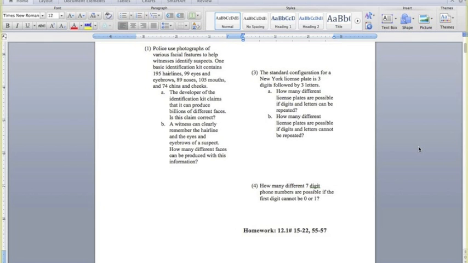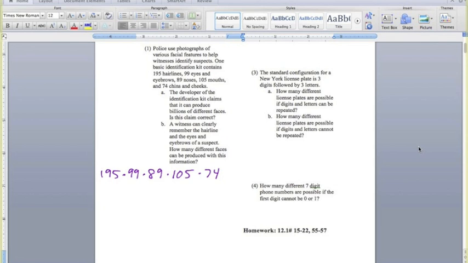So to find out how many different faces we can make, our fundamental counting principle says each of those things is an event. Picking a hairline is an event. Picking eyes is an event. And we can multiply the number of ways that each of those events can happen. So I can do 195 times 99 times 89 times 105 times 74.